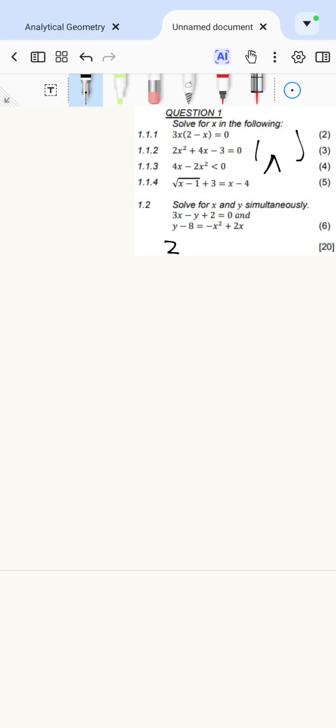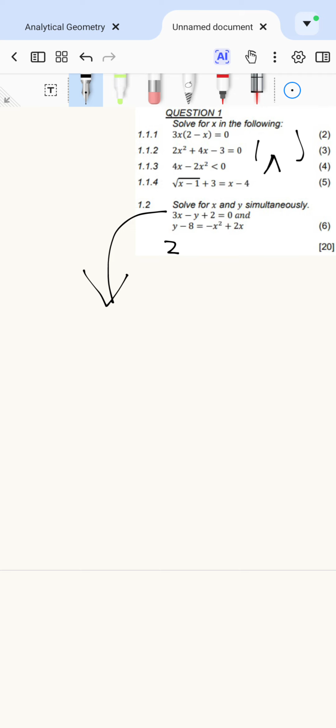1.2 simultaneous equations. Okay, let's get straight into it. Step 1, make x or y the subject in one of the equations. So you decide which one is going to be the easiest to make x or y the subject. I think, sorry, what am I saying? I'm saying this equation here. I think it would be easy to get y to be the subject.